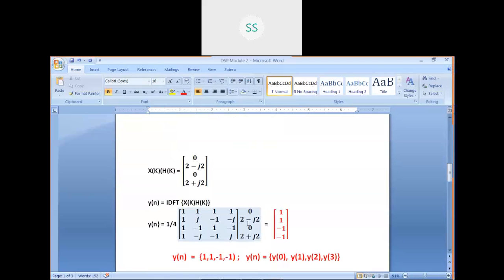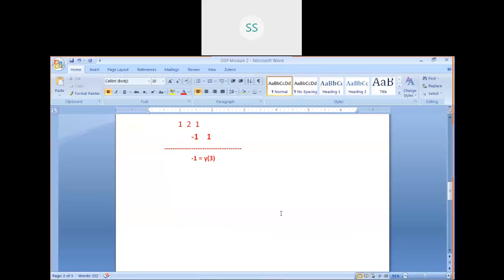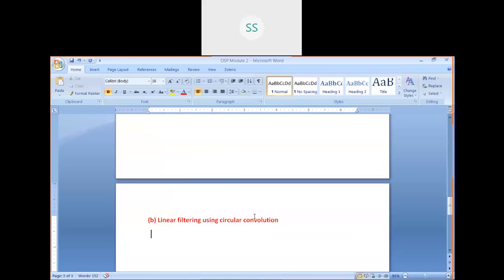In order to simplify that process, we have another alternative, which is provided through circular convolution. Am I audible clearly? Yes, ma'am. Yes, we'll continue. So through circular convolution also it is possible to get the same result. How, let us see in this class now.